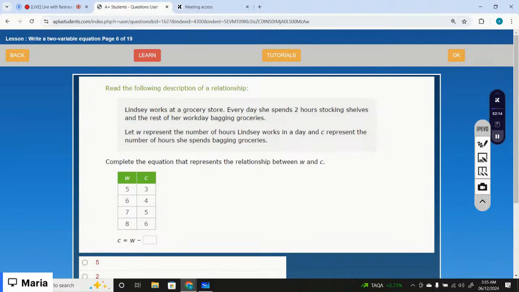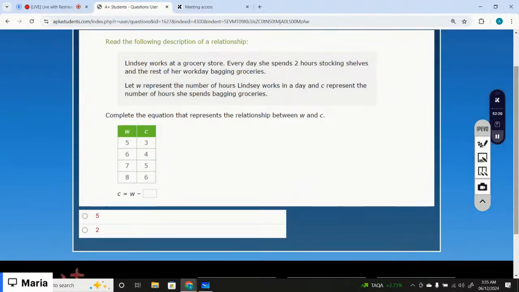Complete the equation that represents the relationship between w and c. So c equals w minus. That is w minus 2. Option number 2 is the correct option. That is 2.